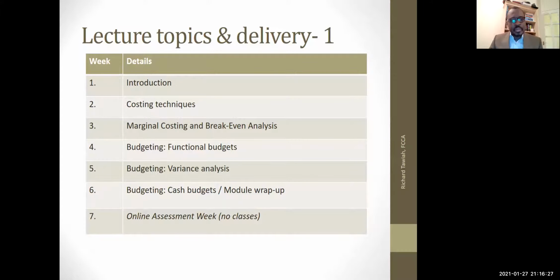For this first week, we'll look at the introduction. Next week onwards, we'll consider the costing techniques, marginal costing and break-even analysis, or cost volume profit analysis. And then we'll look at budgeting for the rest of the 6-week period. In the 7th week, there are no classes, it is purely online assessment and revisions. So let's brace up.